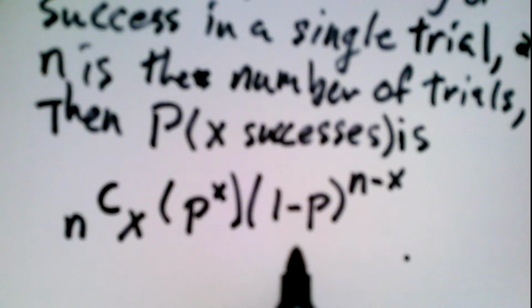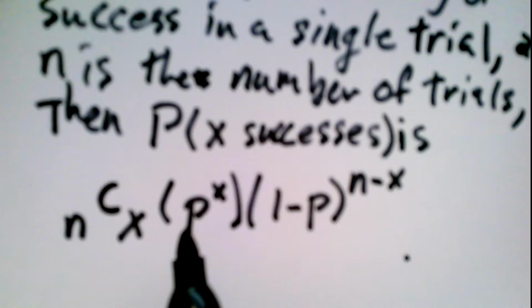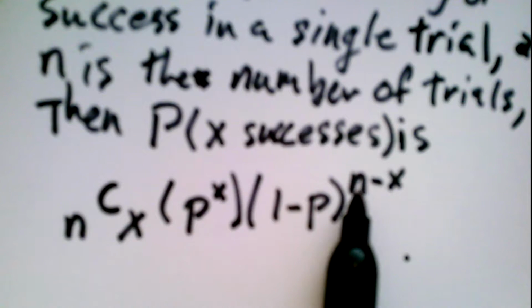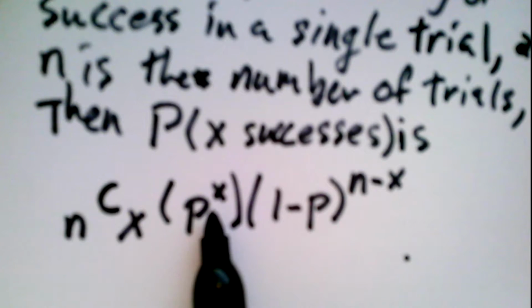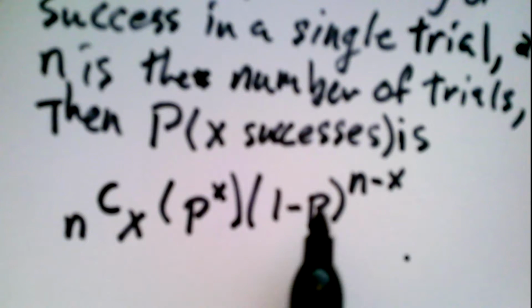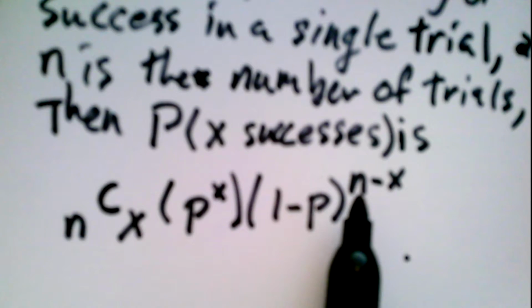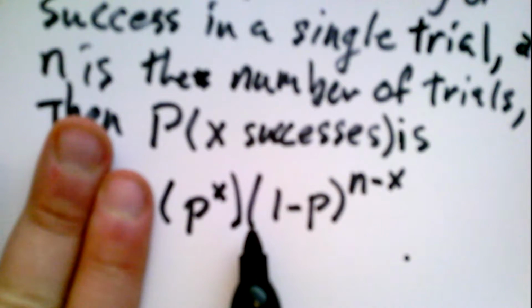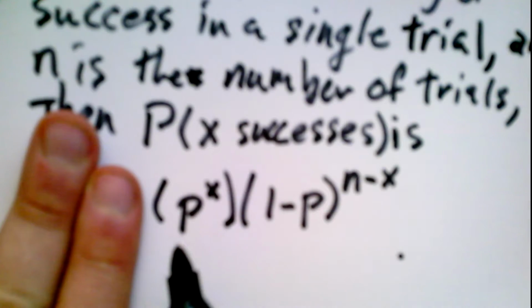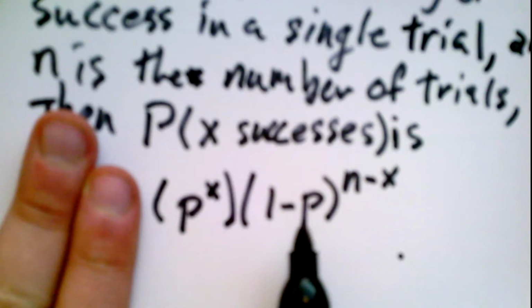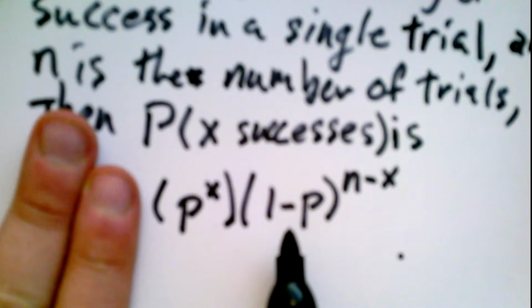Okay, so if p is the probability of a success in one trial, 1 minus p is the probability of failing in one trial. Well, if there are n total trials and x of them are successes, then n minus x is the number of failures. So the probability of a failure and the exponent is the number of failures. So if we ignore this chunk of our equation, this is the probability of getting exactly x successes in a row times the probability of getting n minus x failures in a row.